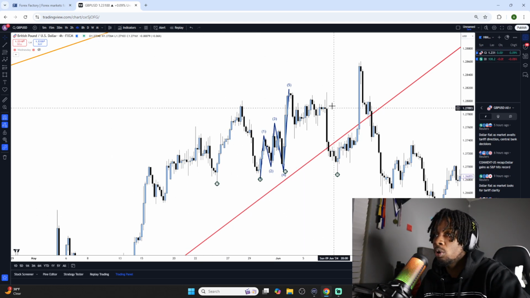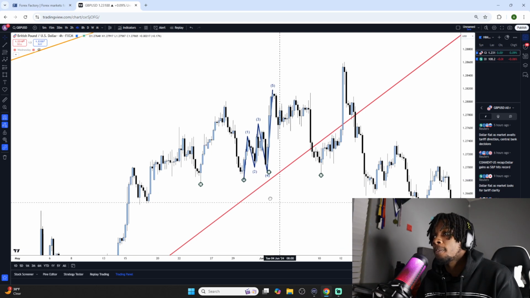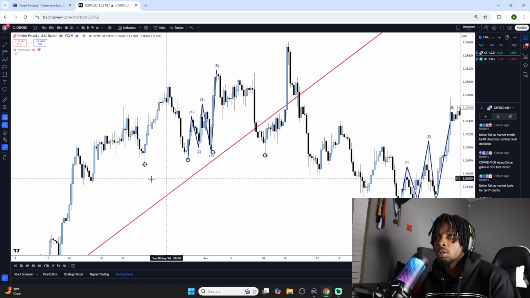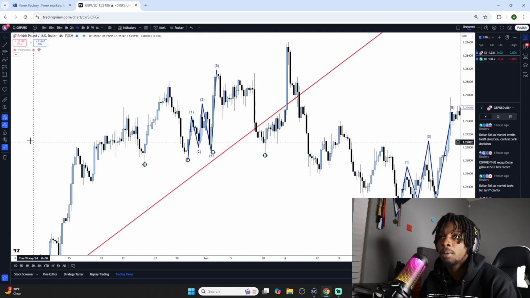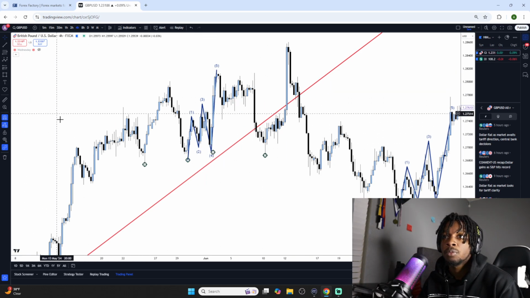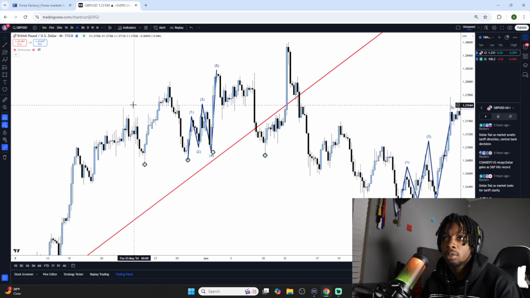Well, I wouldn't say one move, because it eventually broke, of course. But one entry here, another entry here taking it up, another entry here taking it up, and I'm getting out at the high too. So you buy at a higher low and you sell that buy at that high.